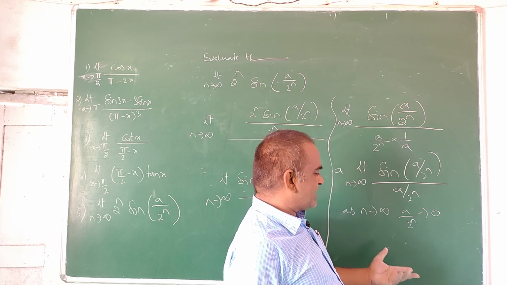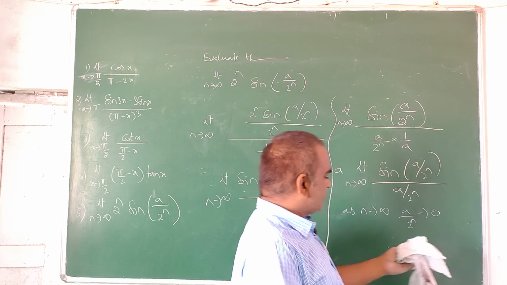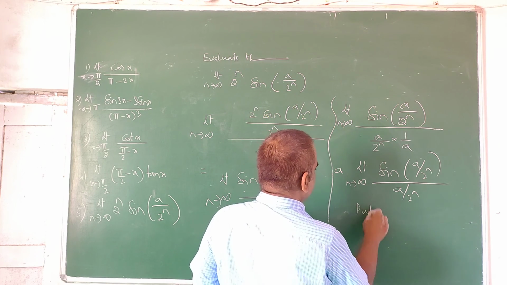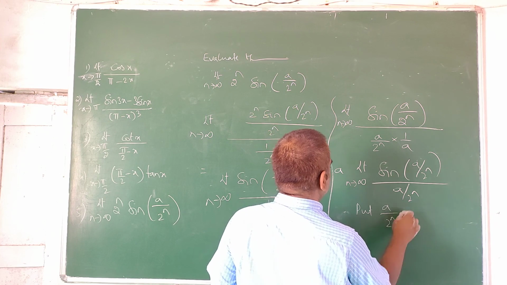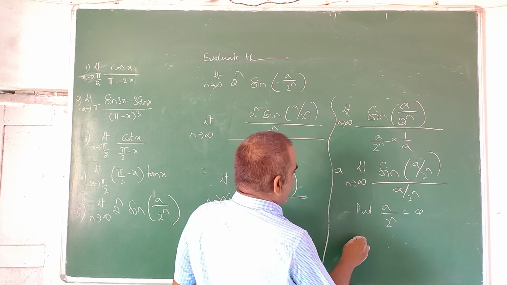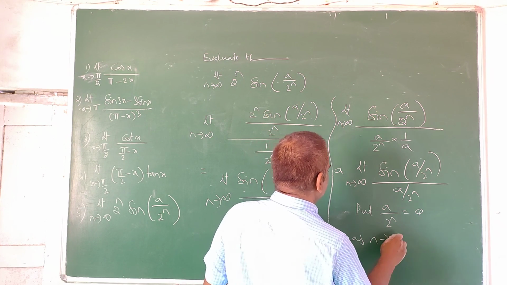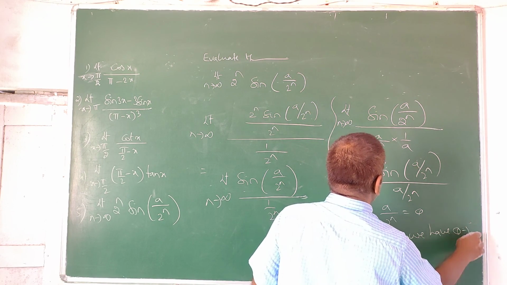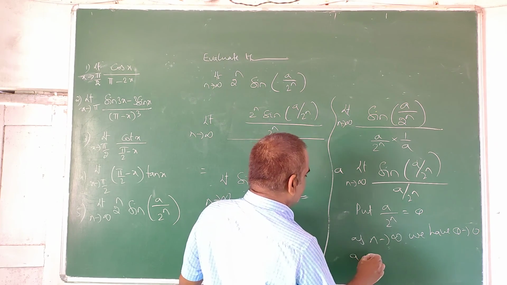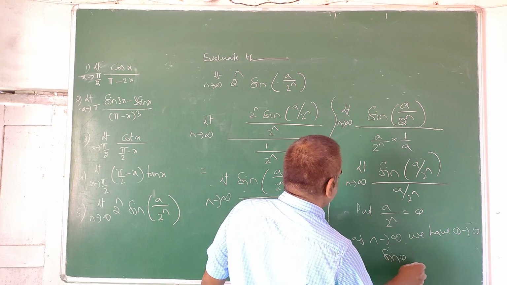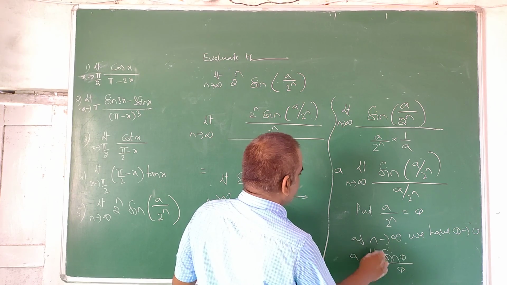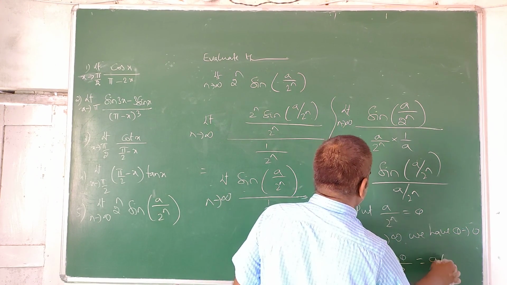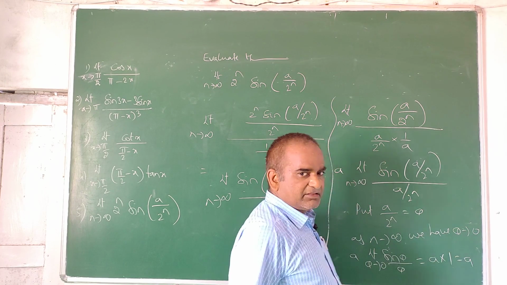Okay, we are just changing the variable. If you want it more clearly, you can take it like this. Put a by 2 power n equal to theta. As n tends to infinity, we have theta tends to 0. Then a into sine theta by theta, limit theta tends to 0, which is equal to a into 1, which is equal to a. This is the problem.